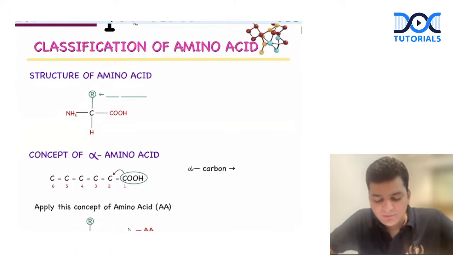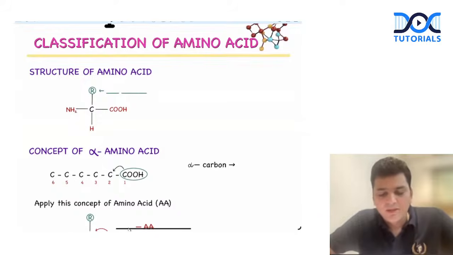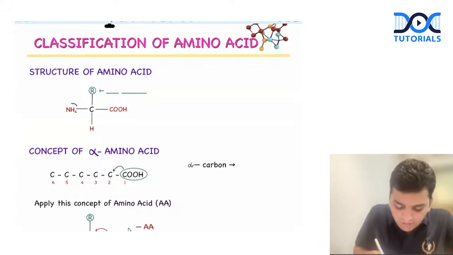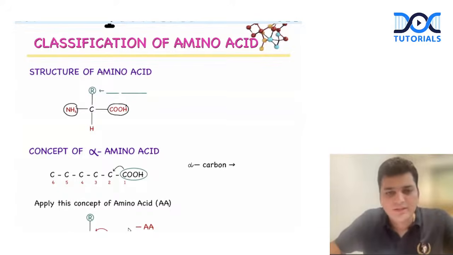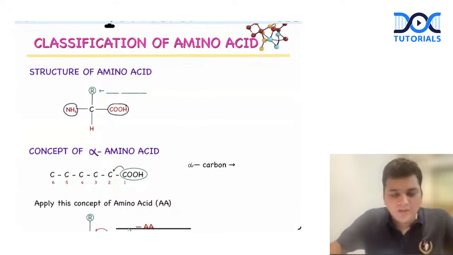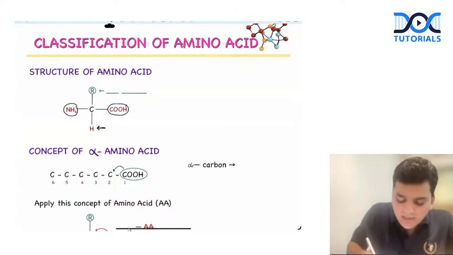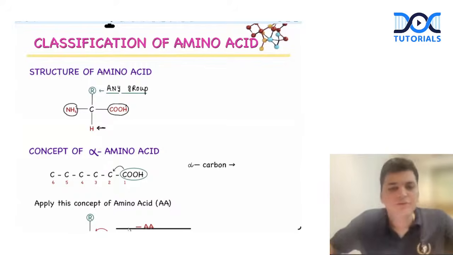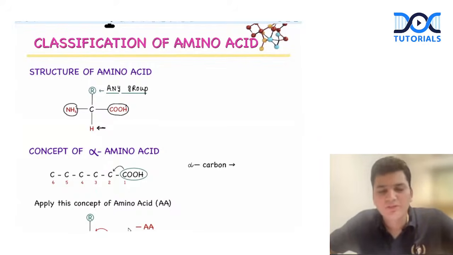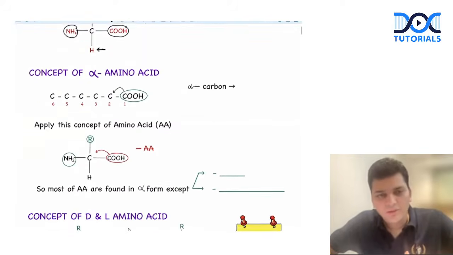Now, coming to the first chapter, that is classification of amino acid. See, we know that when it comes to the structure of amino acid, the carbon has 4 valencies. If one of the valencies has the amino group and the acidic group at the same time, this is referred to as amino acid. The third valency is going to be hydrogen, and the fourth valency can be anything. So I'm writing R. R means it can be any group. It can be hydrogen, it can be carbon, it can be a branched carbon chain, it can be sulfur, alcohol, like this. Then there is a concept of alpha amino acid.